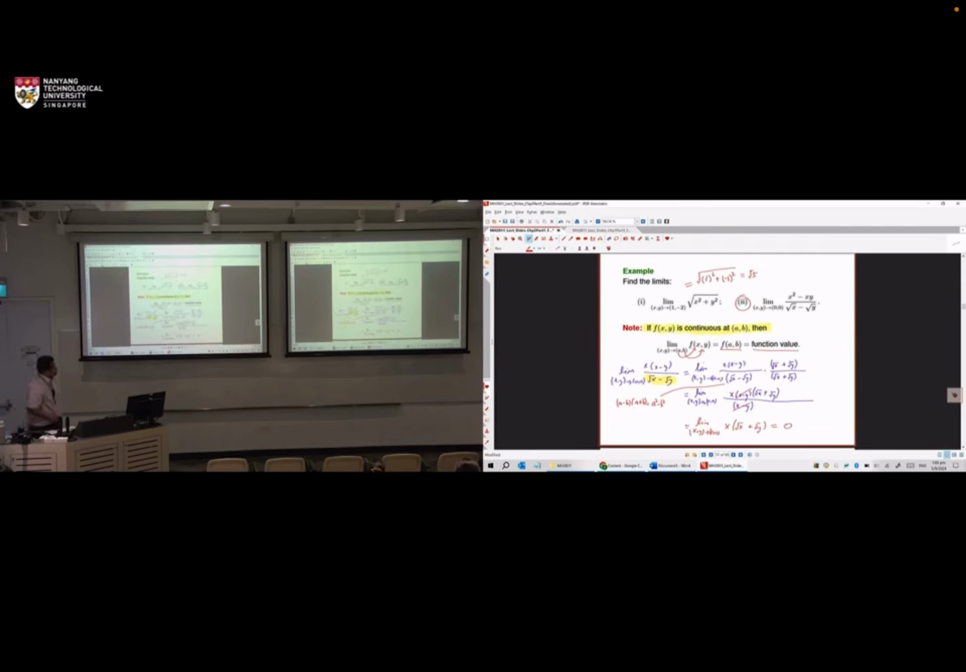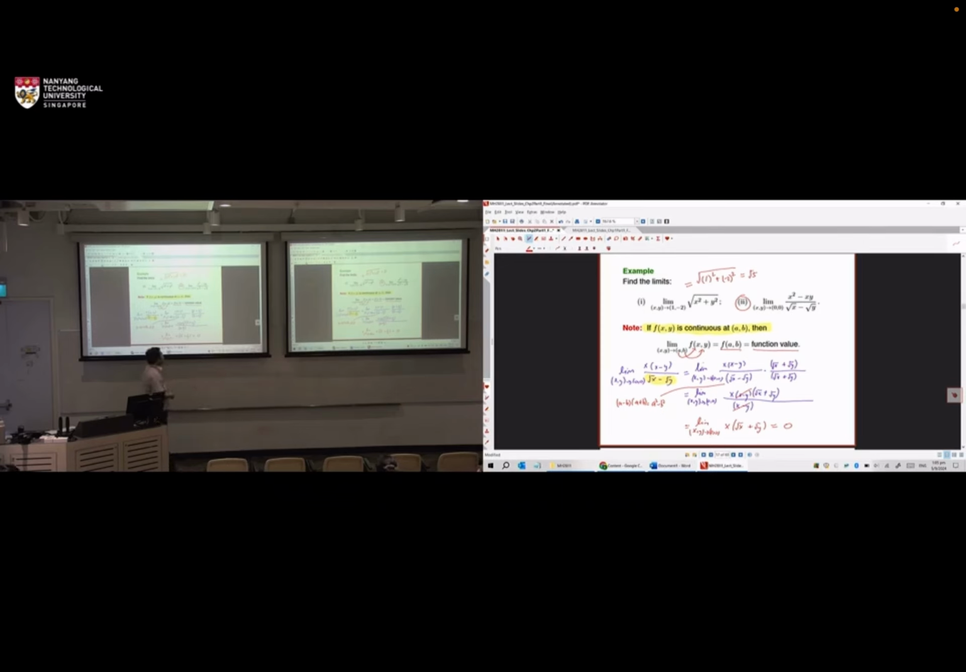Okay. So for the first question, I sub in x equal to 1, y equal to negative 2. I sub in the expression, solve, and I get square root 5. Full stop.